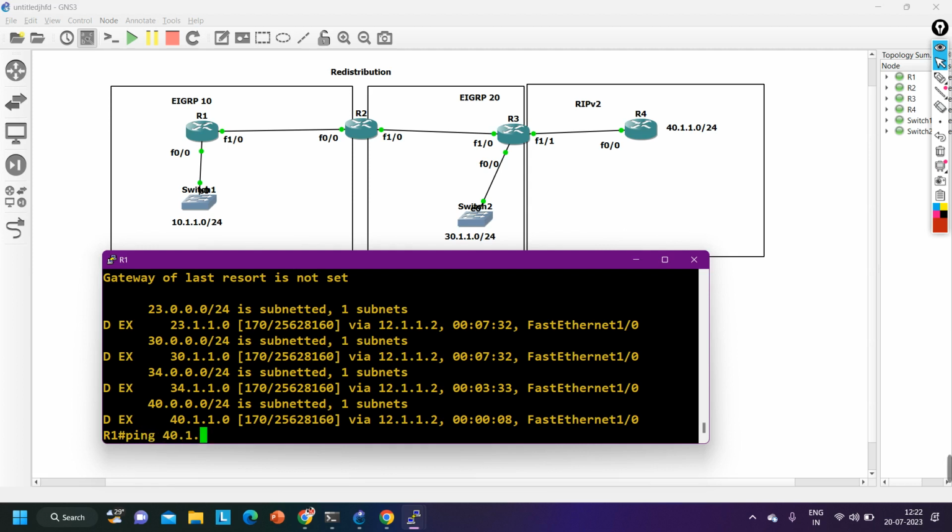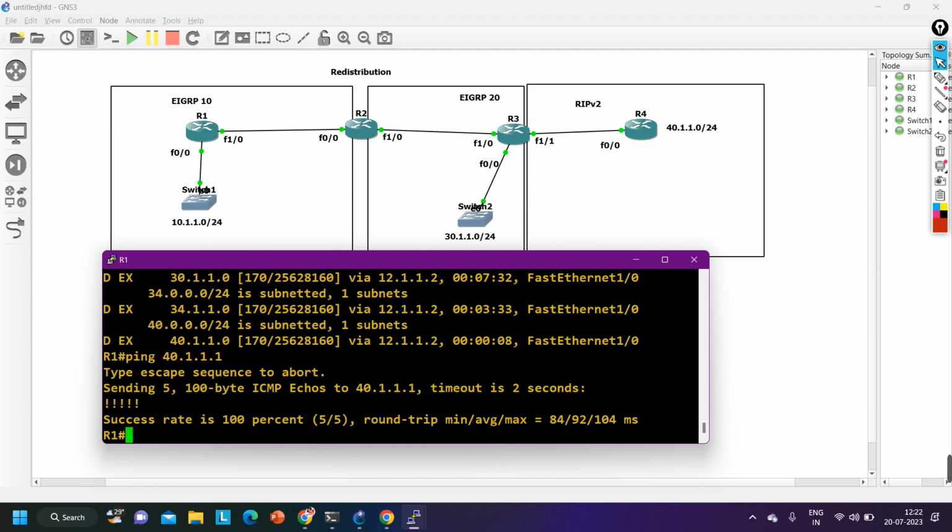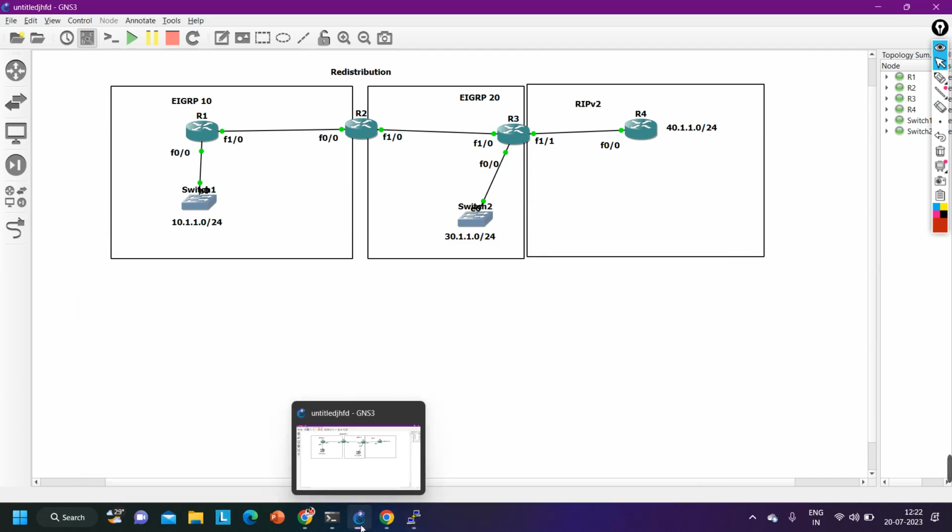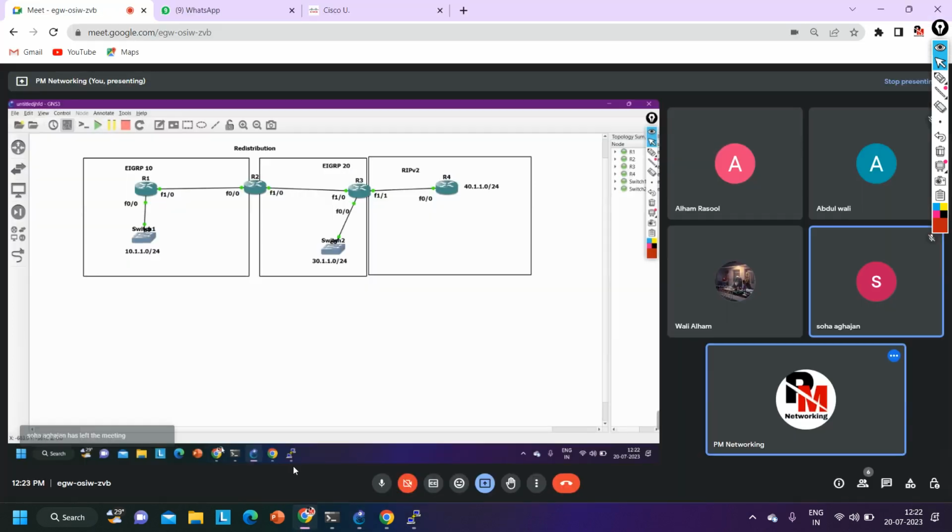ping 40.1.1.1 also. You can see ping is working. Okay, yes. So just this is redistribution. So you have one lab here. Where is my lab? Let me check.